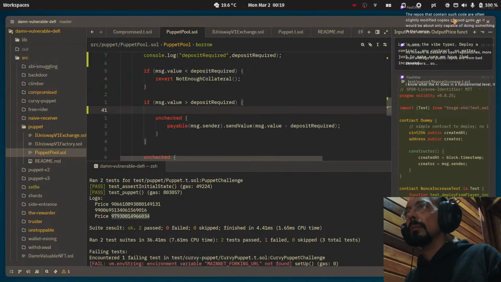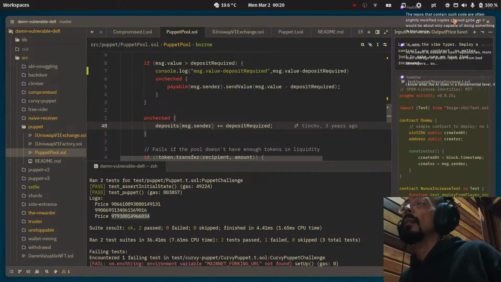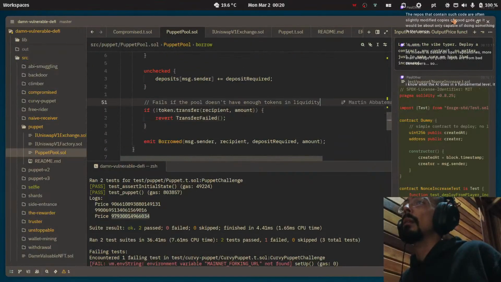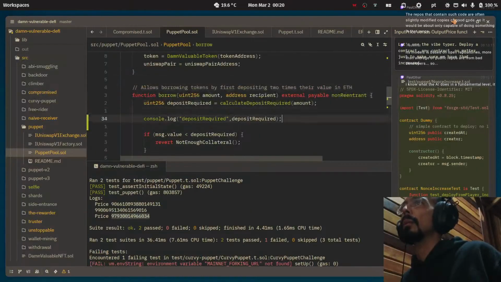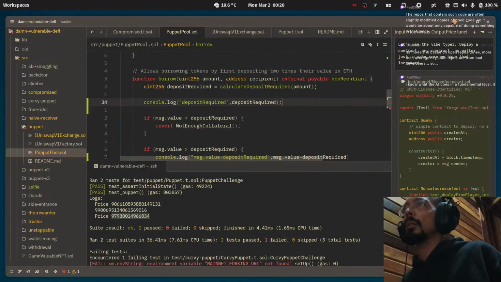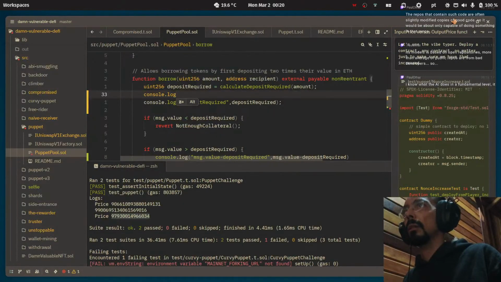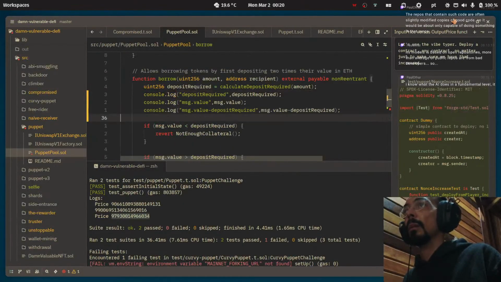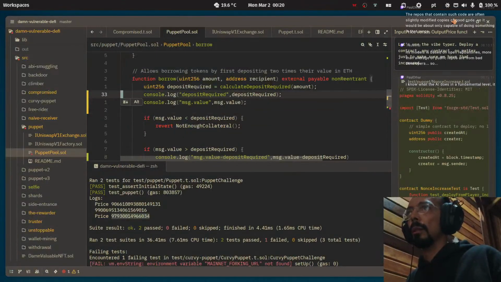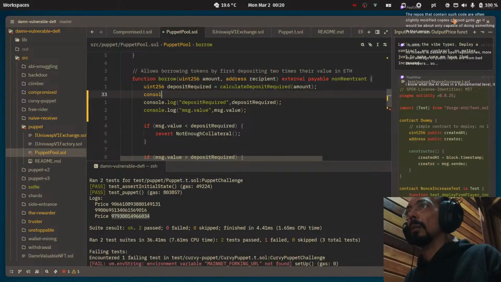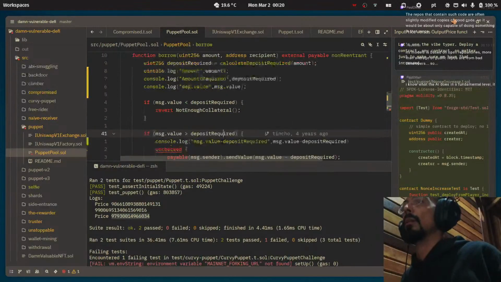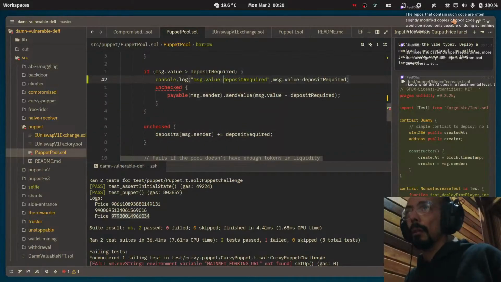Yes, I can go console log message value. And here the amount. What's the amount? The amount is how much you ask. So let's go here. No, it's not this. This is good. I want amounts. So input amounts. That's missing.